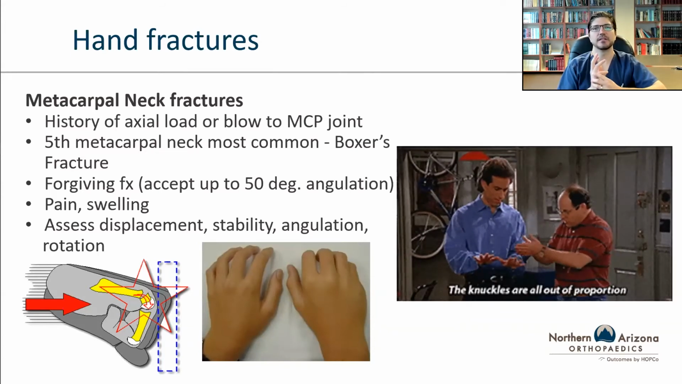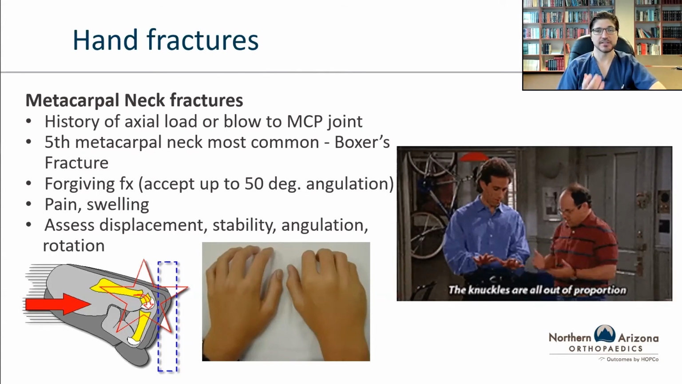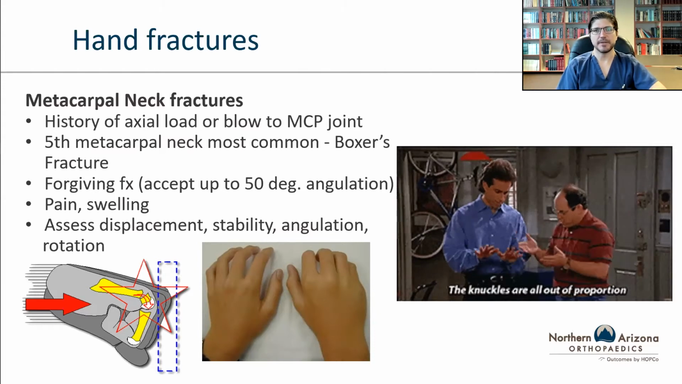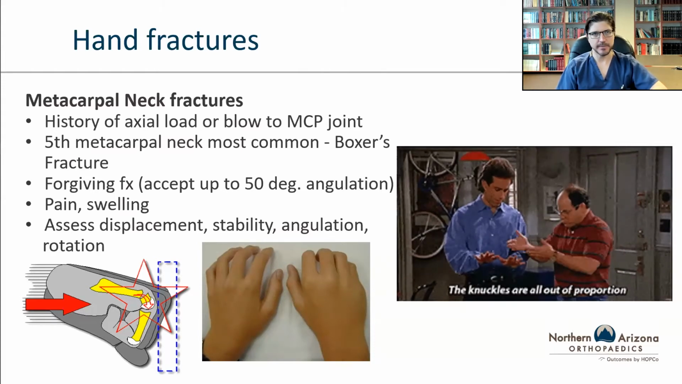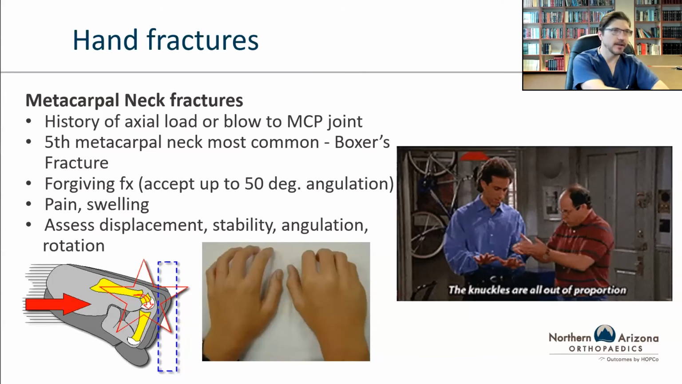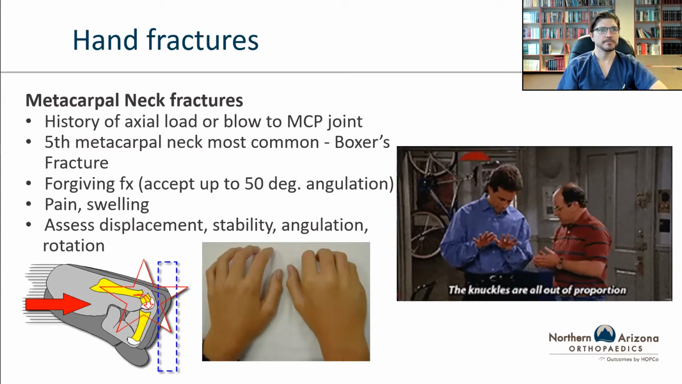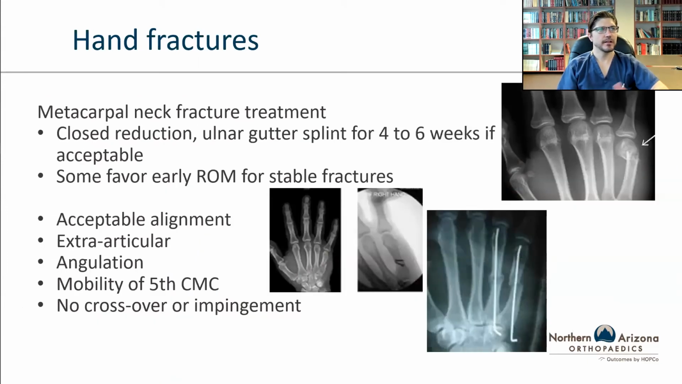We can accept a lot of angulation, up to 50 to 60 degrees in some literature, in the small finger. These are really common fractures. They're painful, they're swollen, and when I see patients with these fractures, I look for displacement, whether or not they're very angulated, whether the fracture looks stable, as well as if there's any rotational deformity. Most of the time, these are treated with what we call a closed reduction, where I manipulate the bone and place it into a splint in a better alignment.